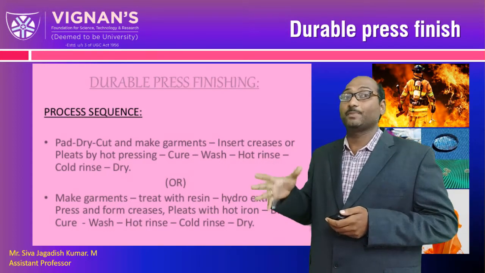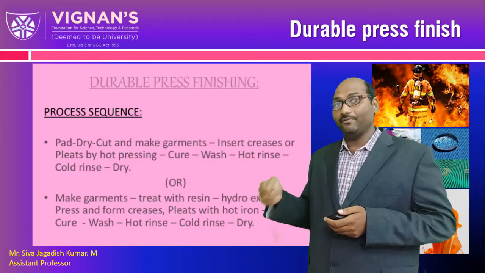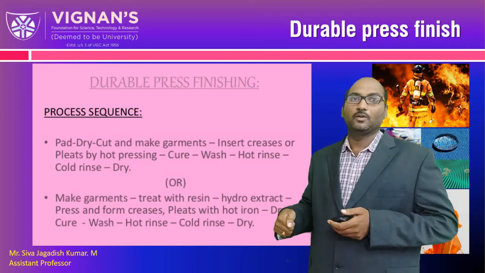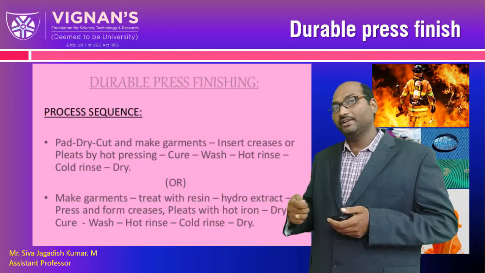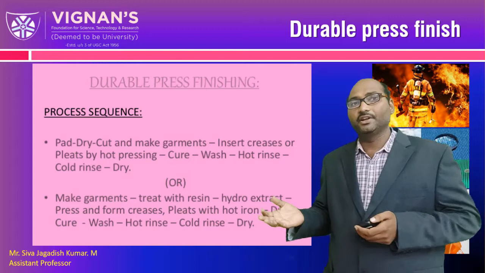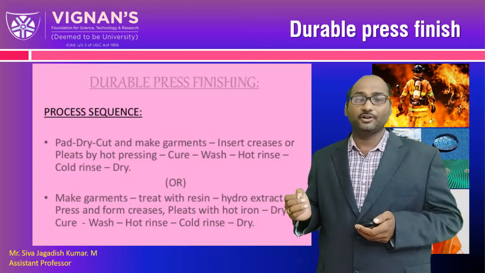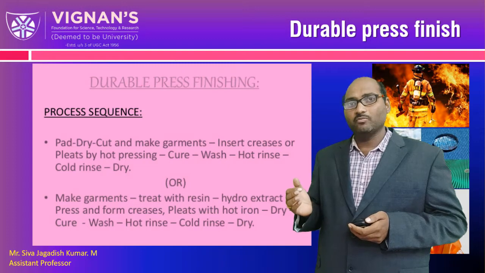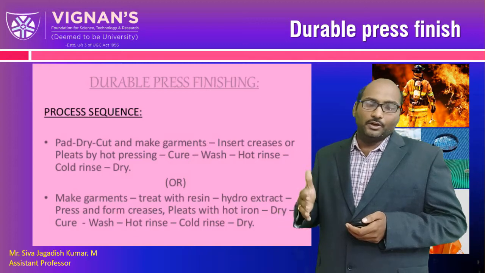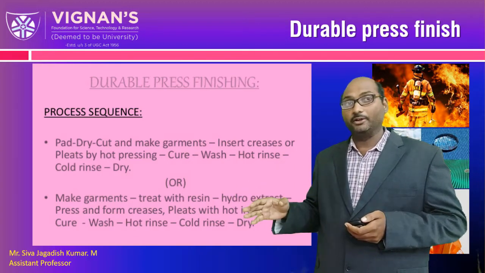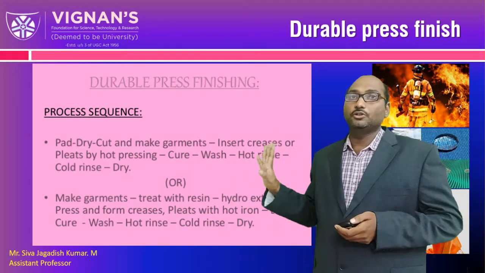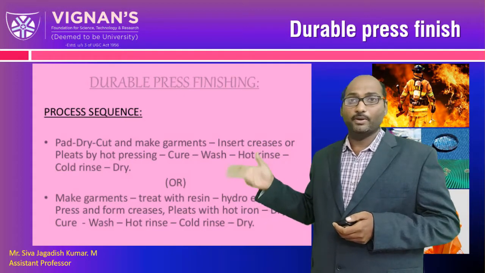Tumbling method means where there is spray. So the garments are treated with the resin, then hydro extracted, pressed, and the creases formed at normal temperature, and pleats made with the hot iron wherever required. Then the dry curing at 150 degrees, depending upon the kind of resin and its concentration, and even the manufacturer of that resin will affect the temperature. It could be 120, 130, 150, or 170. Then again hot rinse, cold rinse, and then dry. This is the most commonly used method. We will discuss the durable press finish in detail again.